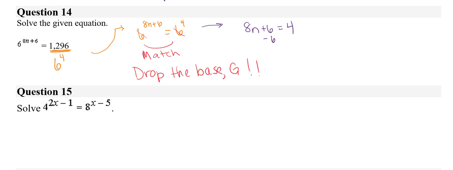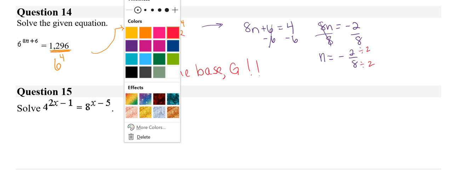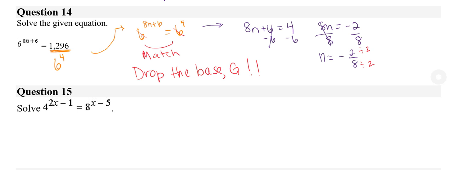Okay, gonna finish solving. We get 8n equals negative 2. Divide by 8. We get n equals negative 2 over 8. Now that is not 4. Be careful with that. You've got to reduce that fraction, which means we're going to divide by 2 on top and bottom, which becomes a negative 1 over 4.